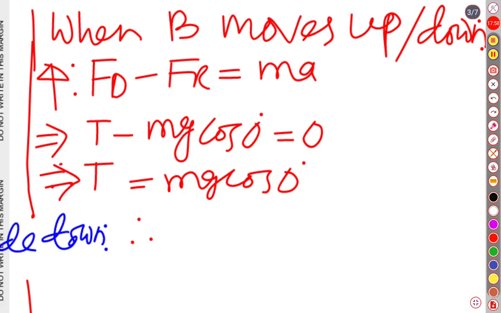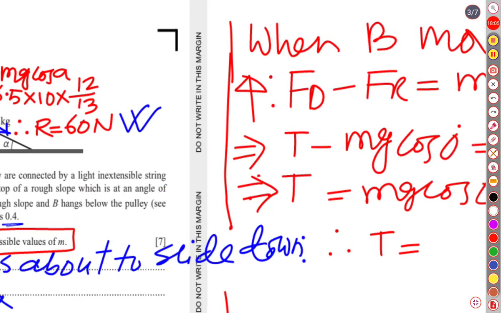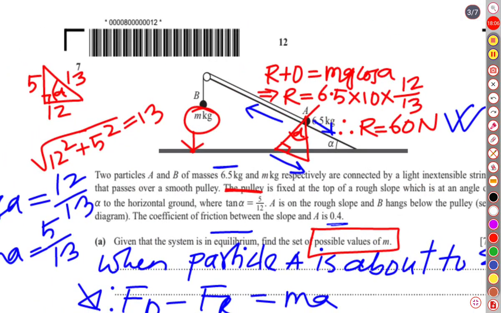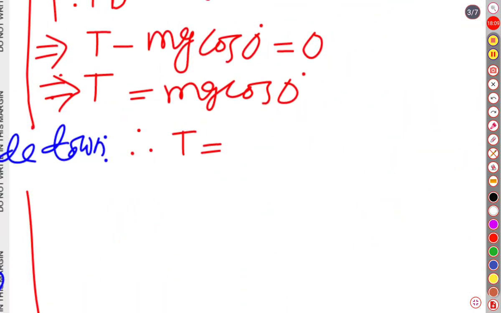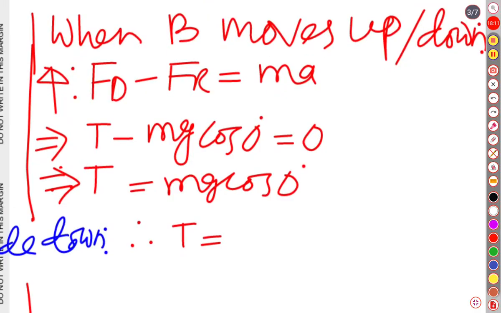Tension in the string is for particle B. The mass of particle B is m. Here it is uncertain, so if it is m, let us write m into 10, that means 10m. And cos 0 degree is 1, so 10m times 1 is 10m. So tension in the string is 10m.